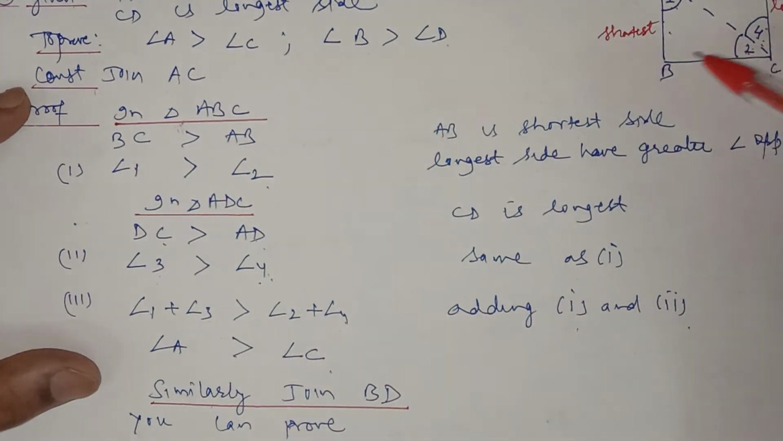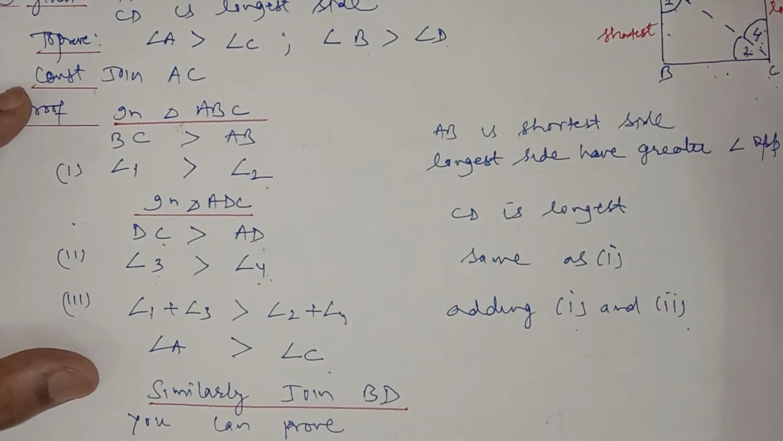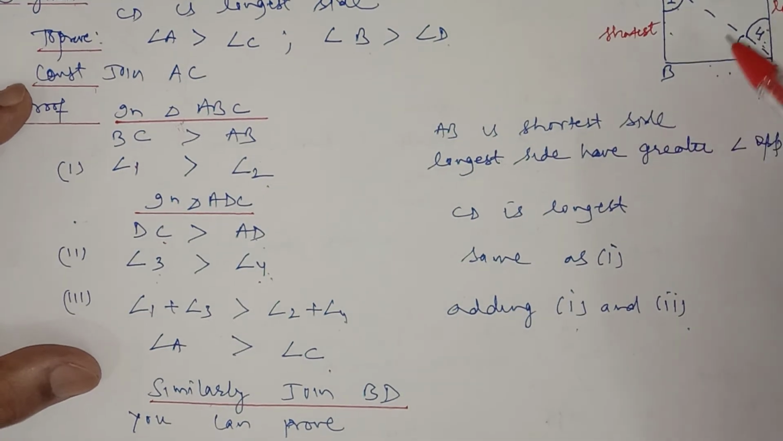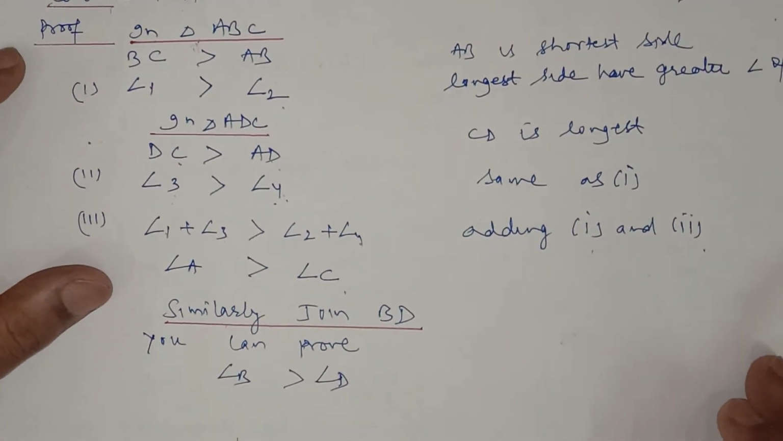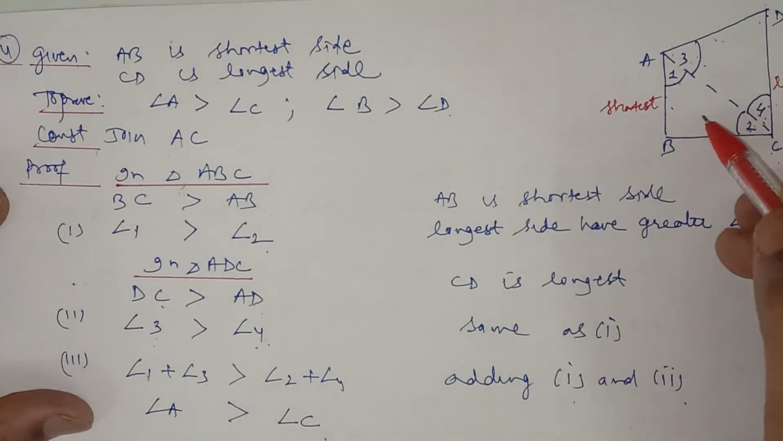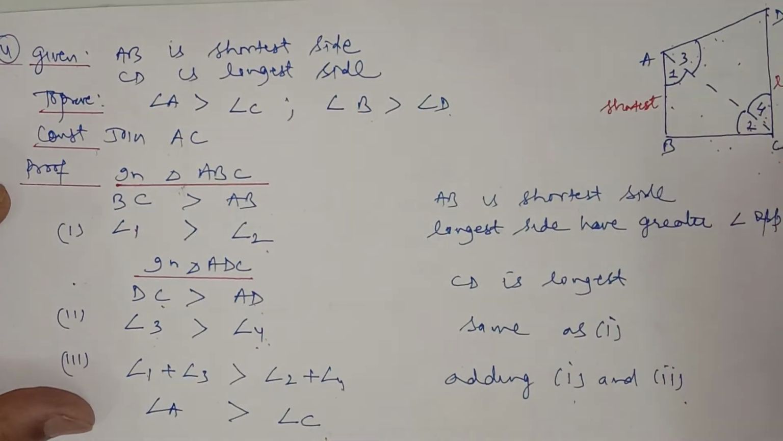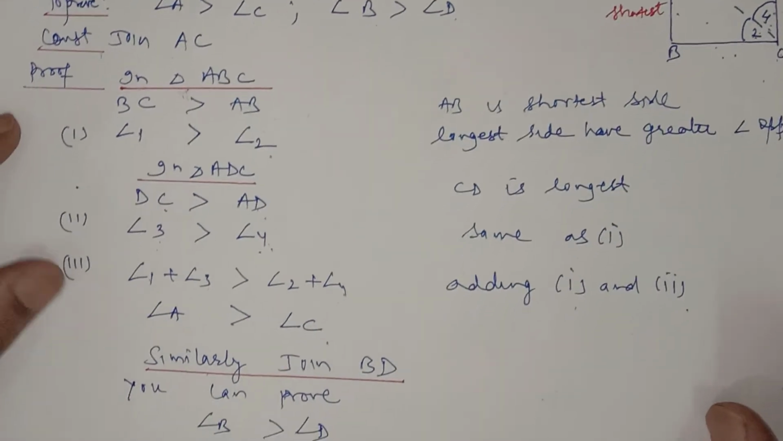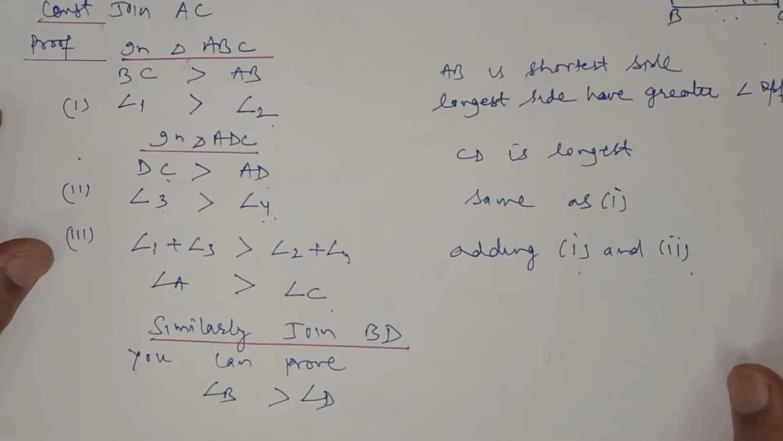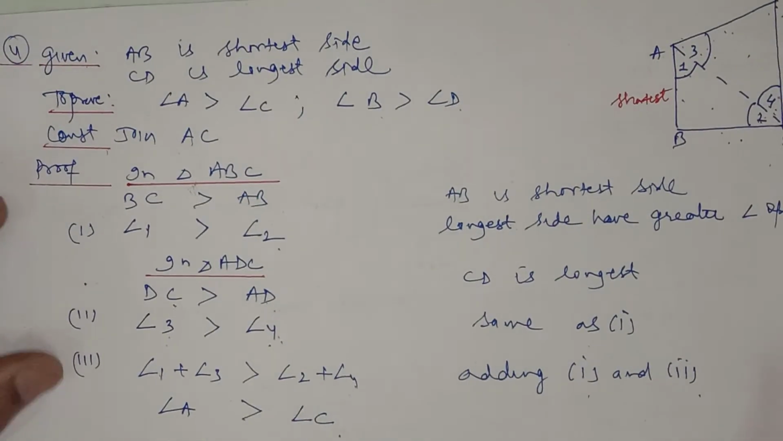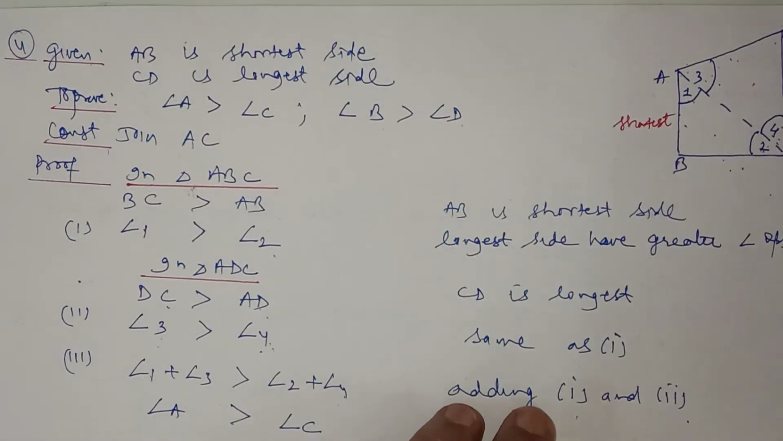Now similarly, we can join BD and we can prove that angle B will be greater than angle D. Try to prove it yourself. First of all, take the triangles BAD and BCD, and you can easily prove that angle B is greater than angle D. So this is question number 4.